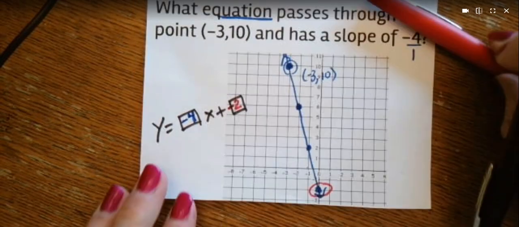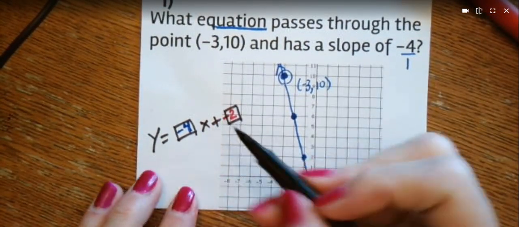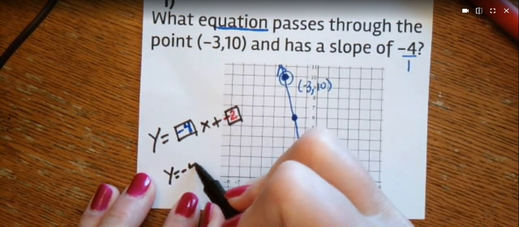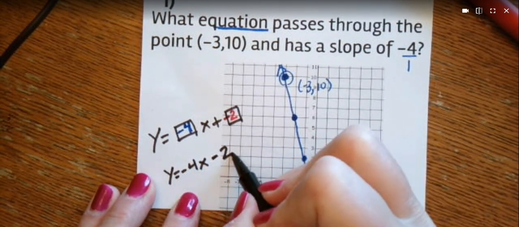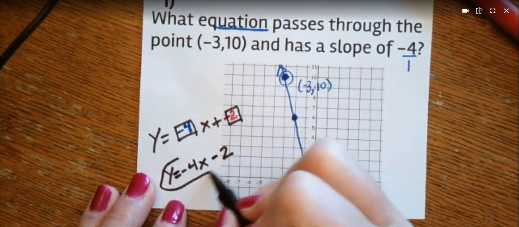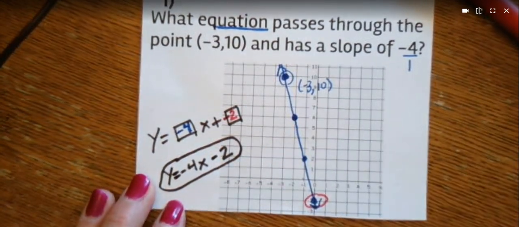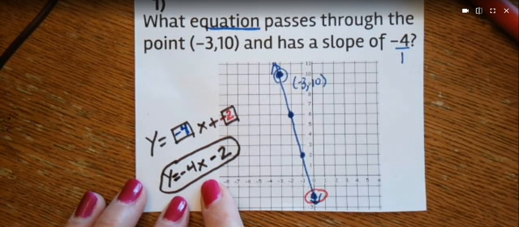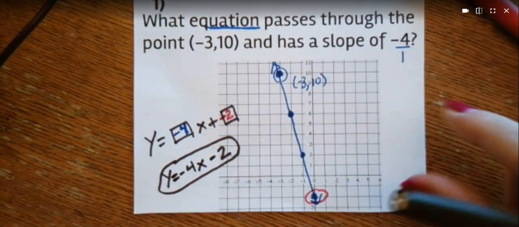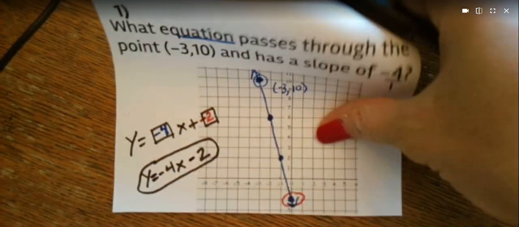So I'm going to rewrite my equation. I want to simplify it. I don't want a plus minus in there. So y equals -4x minus 2. That is the equation of the line that we just graphed. Okay, so this linear equation goes through that point and has that slope. Okay, so pretty easy on a graph. Let's try the next one.